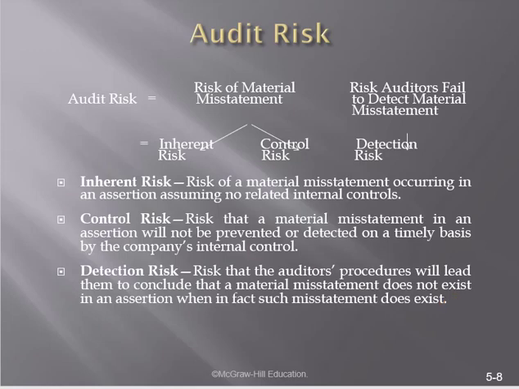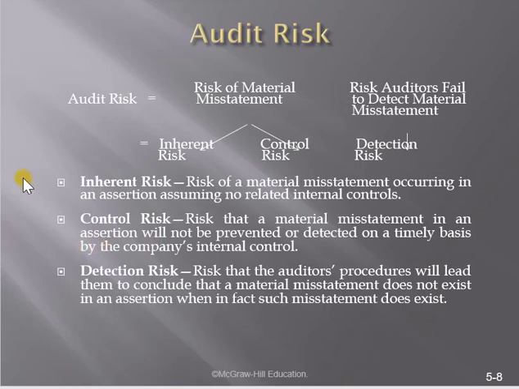So audit risk can be viewed as the risk of material misstatement and the risk that auditors fail to detect material misstatements, which equal your audit risk. The risk of material misstatement includes inherent risk and control risk, while the risk that auditors fail to detect material misstatements is your detection risk.